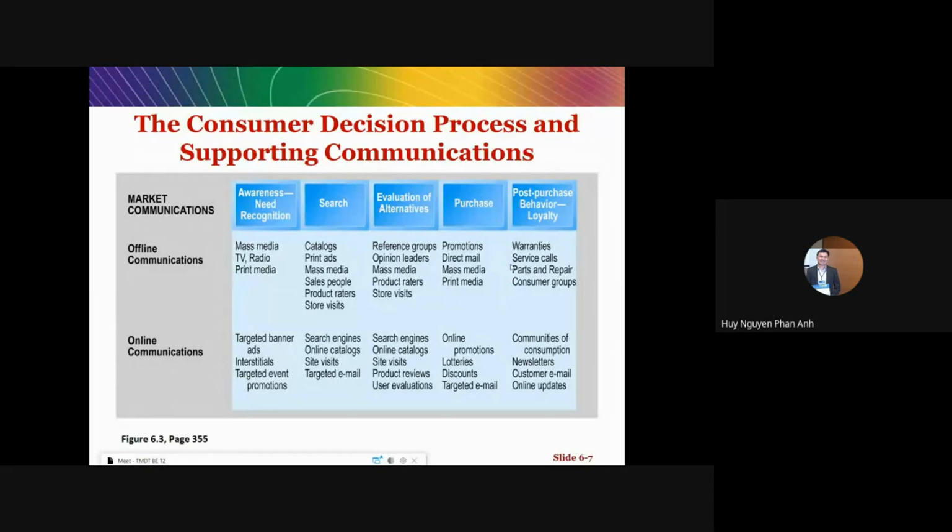Finally, after making the decision, they will purchase. Okay, they will buy. So we can send them several discounts, emails, or promotions to help them make a better purchasing decision. After buying the product, we have the post-purchase behavior, loyalty over here. Okay, so we have the community of consumption, newsletter, etc.